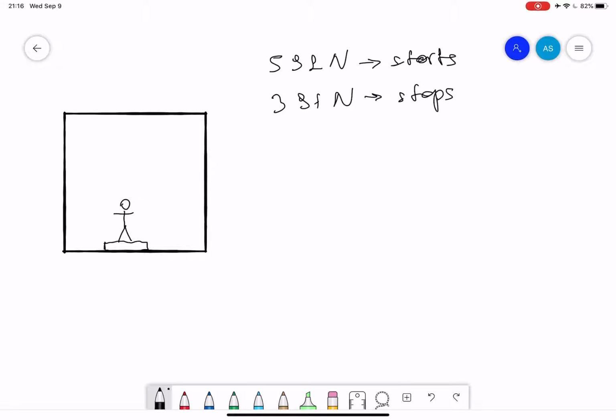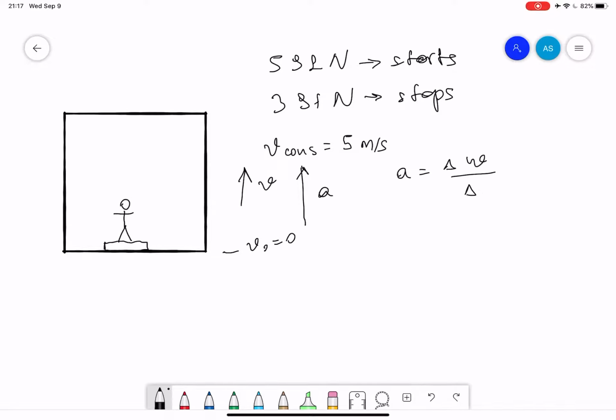Right? So we all know that all elevators are moving with a constant speed. Why? Because we don't want to feel the force on us. However, when the elevator started, say the initial velocity was 0, right? But before reaching a constant speed, let's say it's equal to, I don't know, 5 meters per second, there is an acceleration, okay? So we know that acceleration is equal to delta V over delta T.